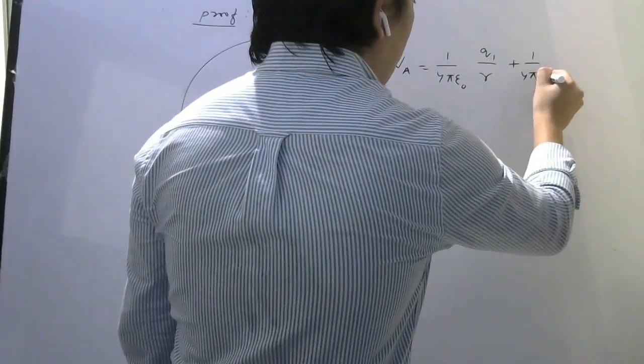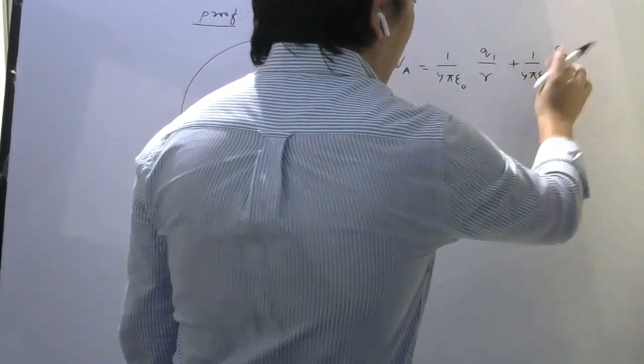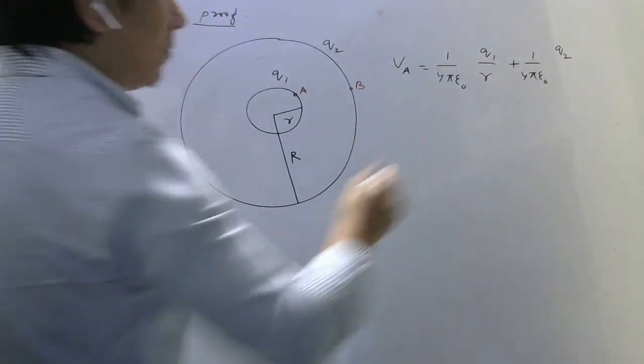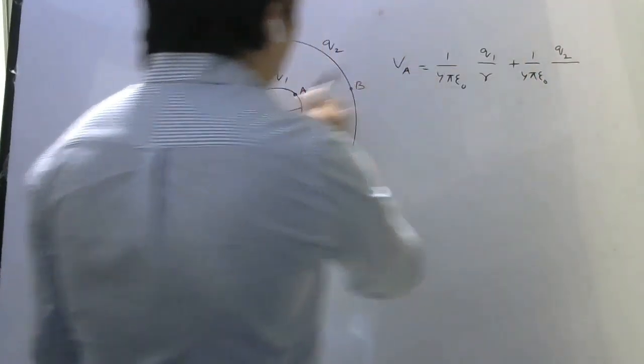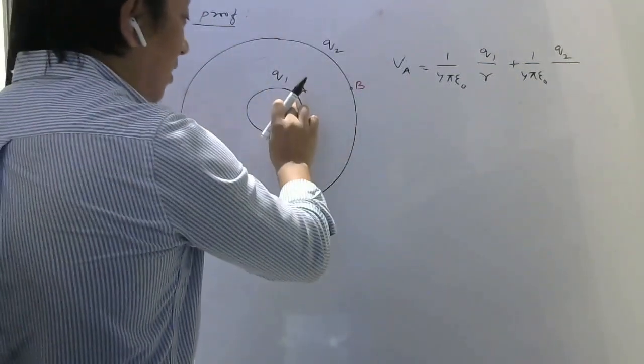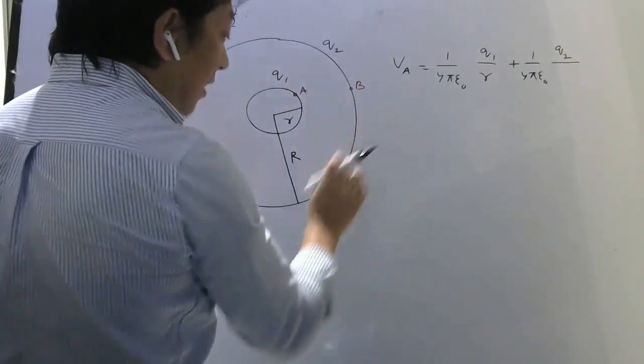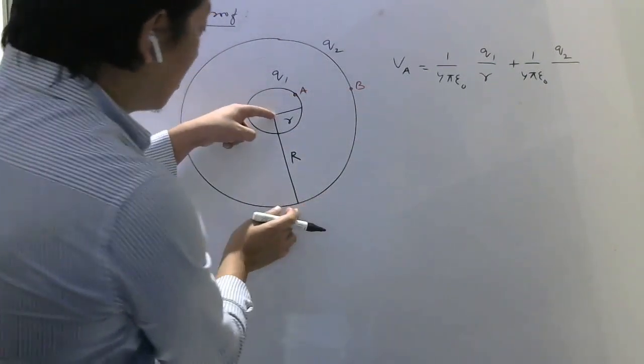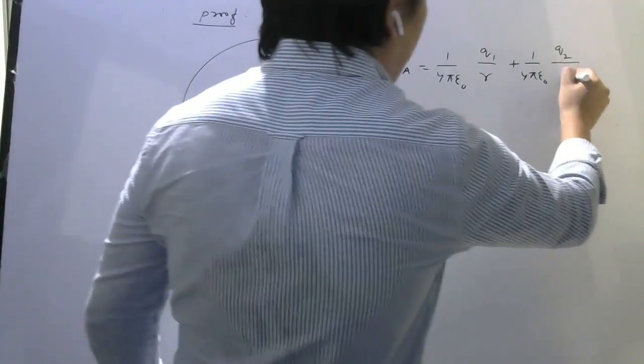So 1 by 4 pi epsilon naught, we are calculating due to which charge now? Q2. And the point where I want the potential is inside this shell of charge Q2. So the potential here will be the same as on the surface. And on the surface, what do we write? The radius of the shell, which is capital R.